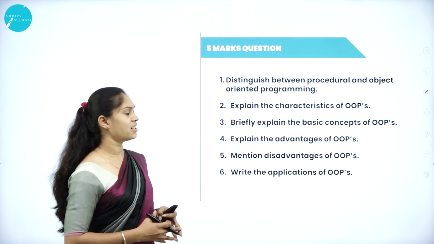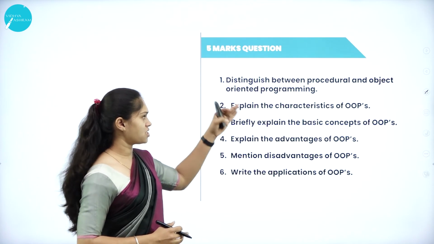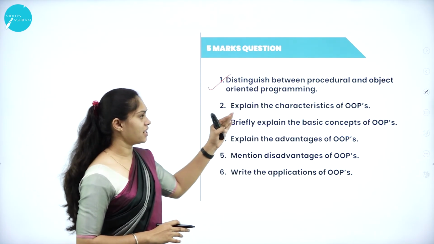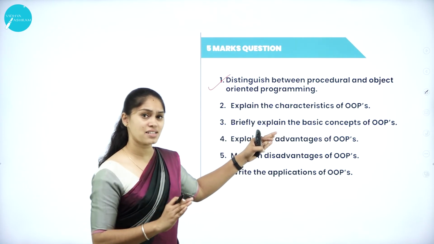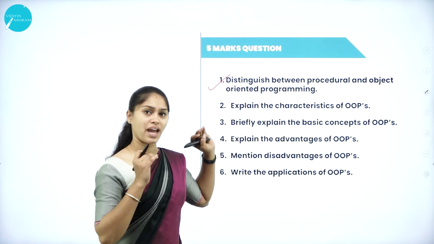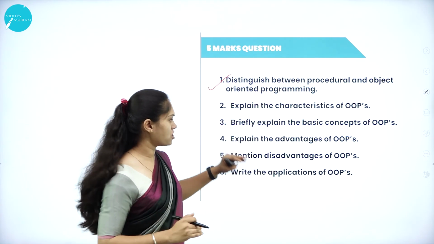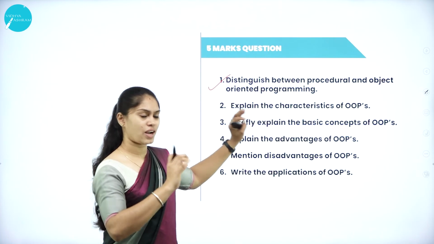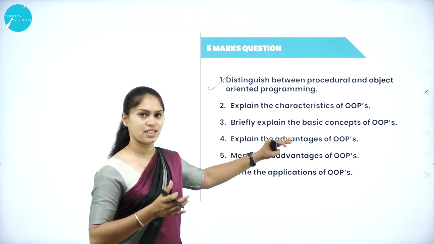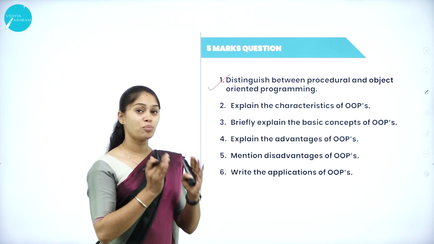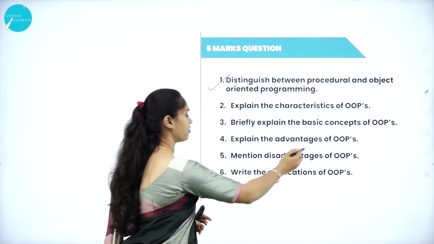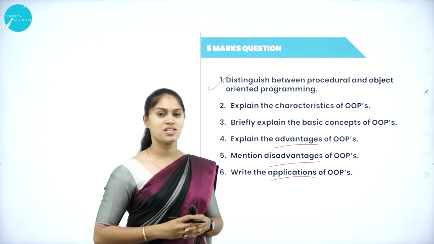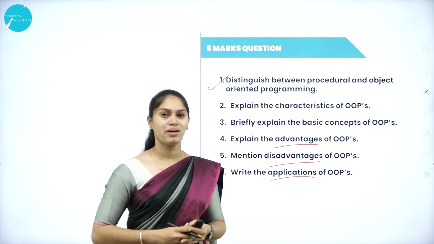Now we also have the 5 marks question. Difference between POP and OOP, a very, very important question. Then characteristics. So characteristics or basic concepts of OOP, everything is the same. Don't get confused. If they ask you to write either characteristics or basic concepts, both are the same. Then we have advantages, disadvantages and applications. These 3 questions are very, very important for the 5-mark question.